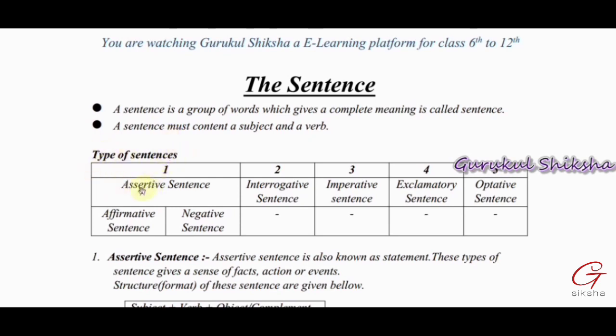Now we see the types of sentences. The types of sentences are assertive sentences, and there are two parts of assertive sentences: one is affirmative sentence, the other is negative sentence. The second type is interrogative sentences. The third is imperative sentences. The fourth is exclamatory sentences. The fifth is optative sentences. We will discuss one by one further, so keep watching.